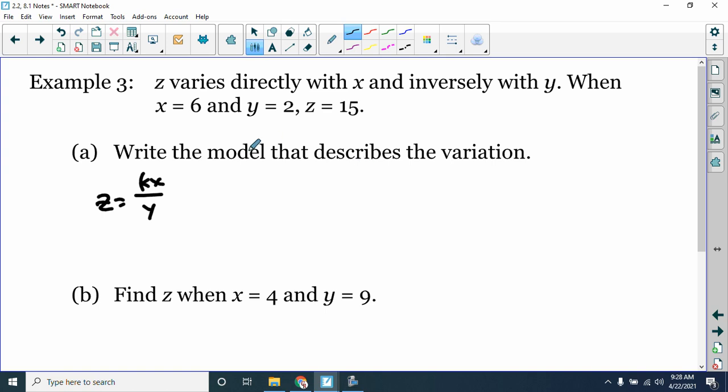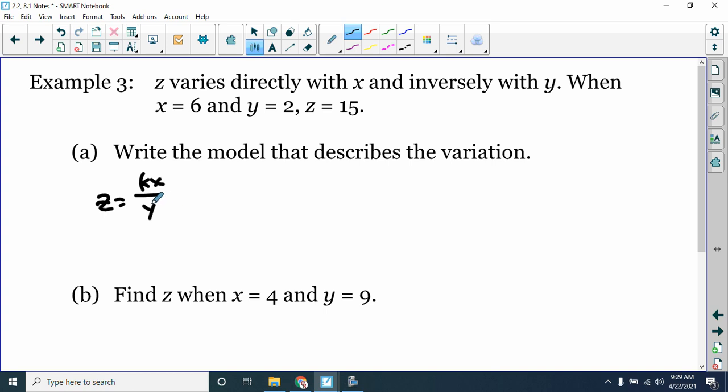Notice we're writing one model, one equation that relates x, y, and z. So we don't want to do z equals k times x, and then z equals k divided by y as a separate equation. Direct with x and also inversely with y.